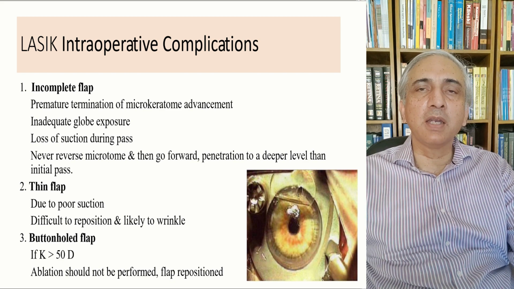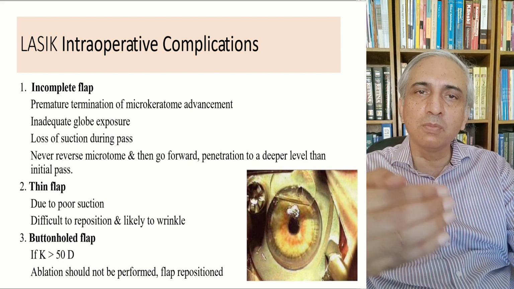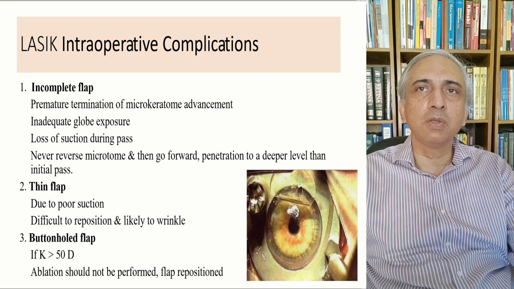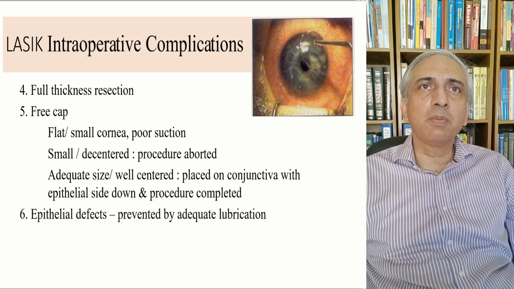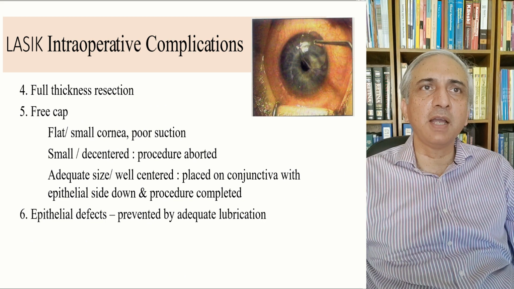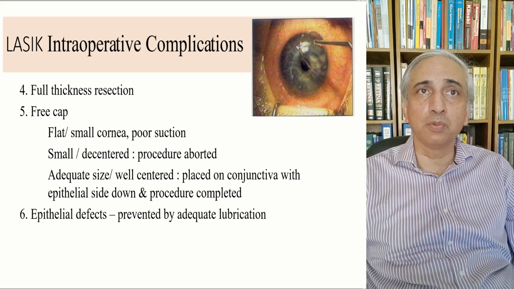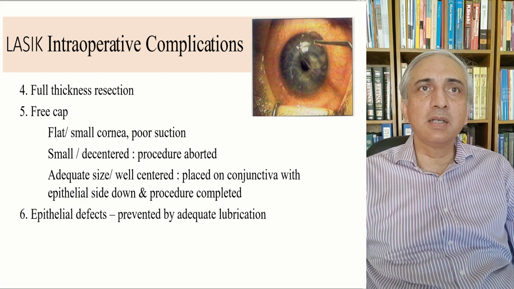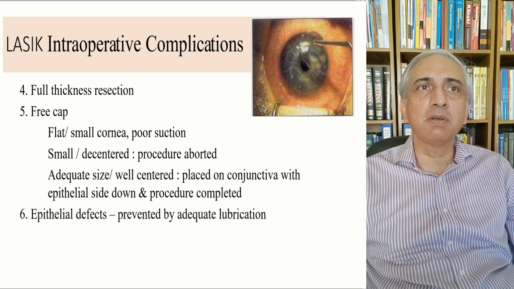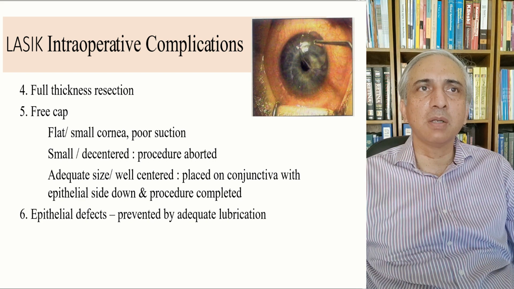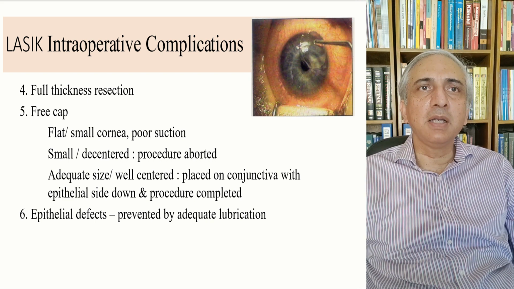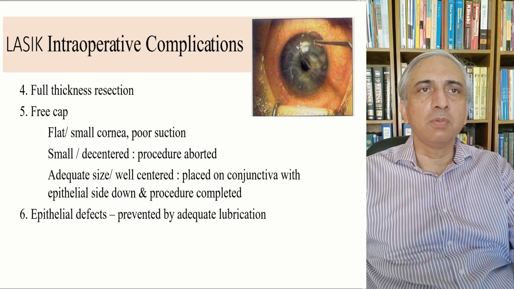Buttonhole flap if K reading is more than 50 diopters, because as I told you, more curvature produces more problems. Ablation should not be performed and the flap should be repositioned. LASIK intraoperative complication number 4 is full thickness resection. Free cap: flat, small cornea due to poor suction, small or decentered due to procedure aborted. If adequate size and well centered, it is placed on the conjunctiva with epithelial side down and the procedure completed if the free cap is of full size. Epithelial defects are prevented by adequate lubrication.